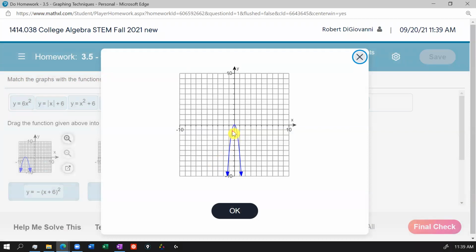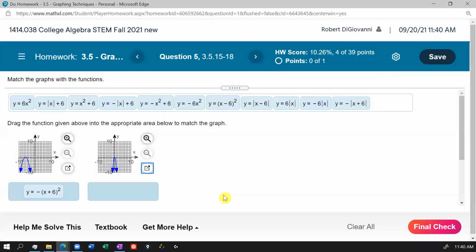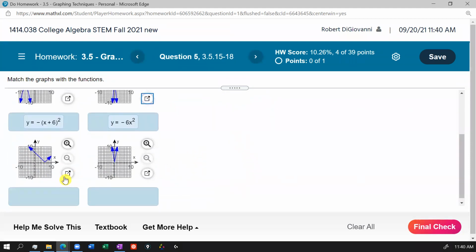This one is a parabola. It's been flipped over, so negative, but we go 1, 2, 3, 4, 5. It looks like it's been stretched out by 5, or maybe 6. It's this one, but with a negative in front. Maybe it was 6. I did count it kind of quick there.